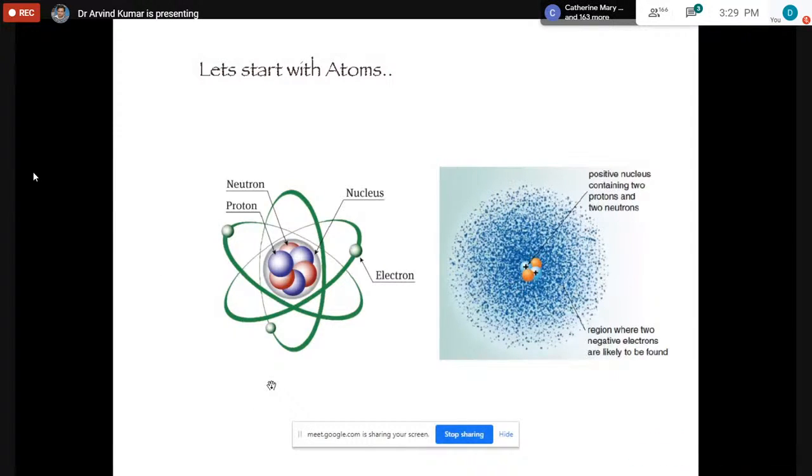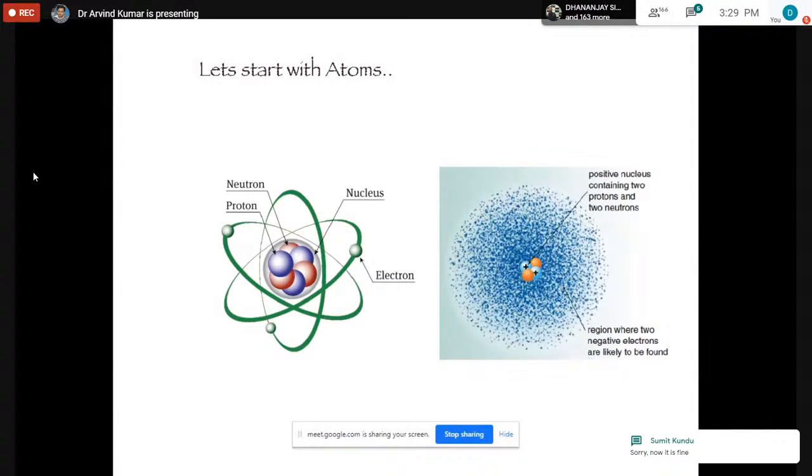Okay, good. So let's start. What we want to know is what are the elementary particles to deal with. What is the most fundamental bunch of particles which we have? So we start with atoms, which all of us know, and then you know that they have a nucleus and an electron cloud.